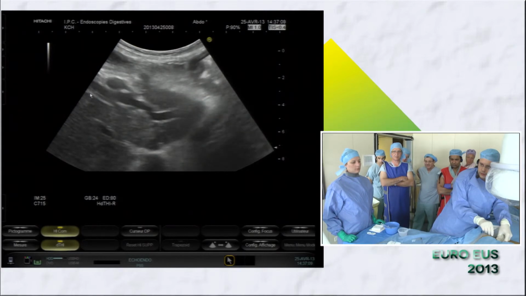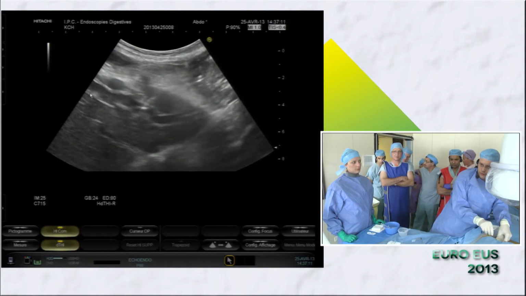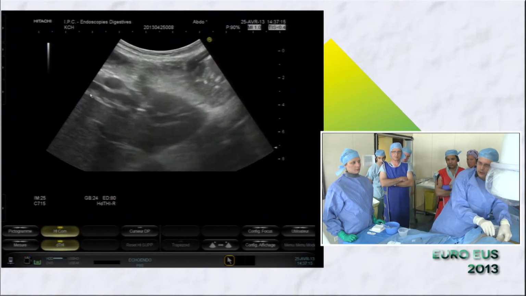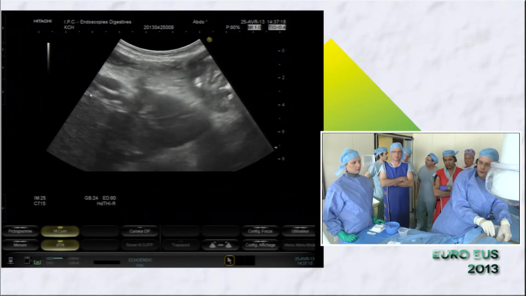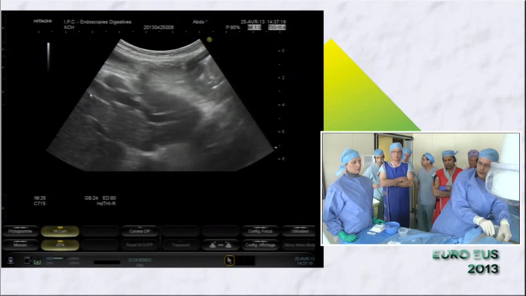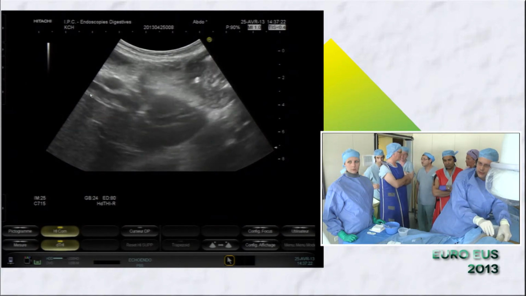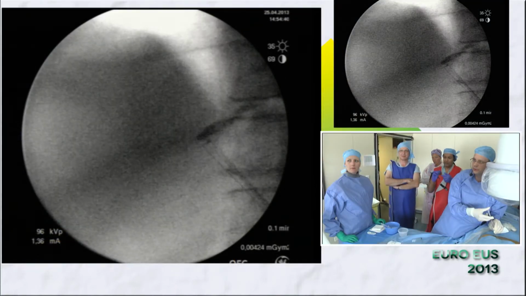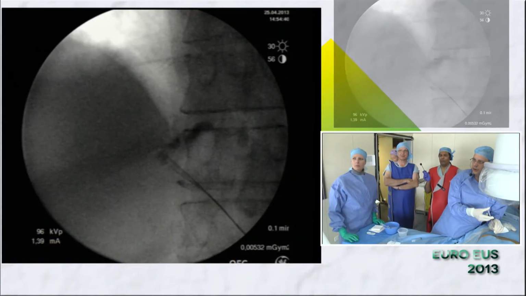There are two different techniques for PTC, either to puncture only under radiology guidance, or to combine fluoroscopy and transabdominal ultrasound to place the needle. So this is the biliary duct.